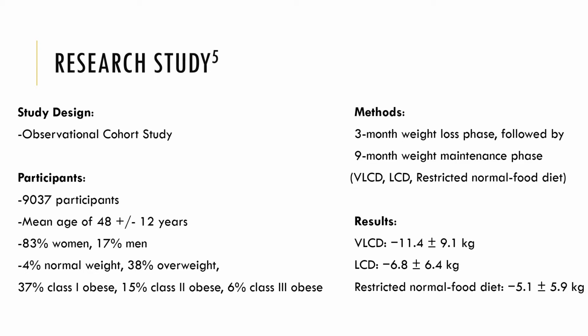The method was a 3-month weight loss phase, including a very low-calorie diet, low-calorie diet, or restricted normal food diet, followed by a 9-month weight maintenance phase. The results showed that the very low-calorie diet had the most weight loss, followed by the low-calorie diet, and lastly, followed by the restricted normal food diet.